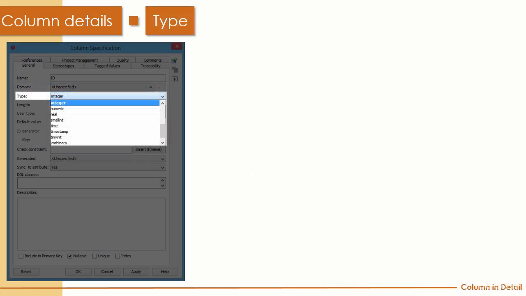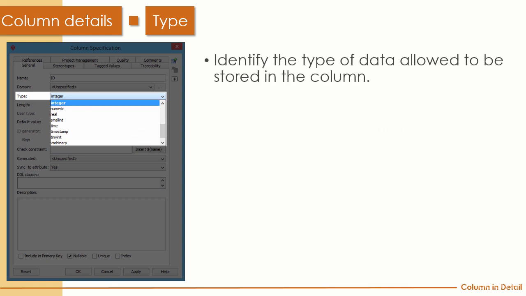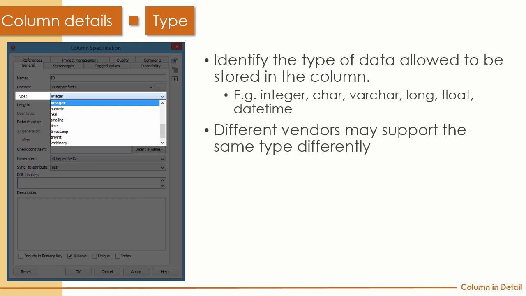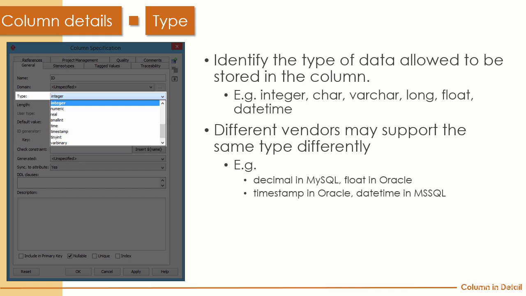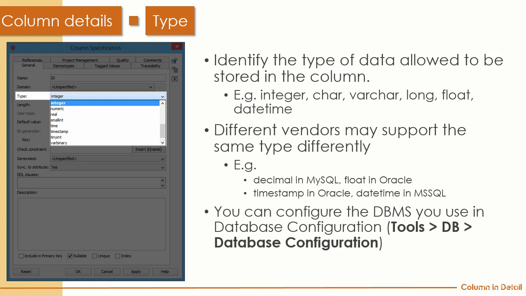And then we look into the type. You can set the type of the column you want, for example, the integer, char, varchar, etc. Different database vendors may support different database types. For example, MySQL supports decimal, Oracle supports float and timestamp, and MS SQL has datetime. You can configure the database type by using the Tools, DB, and Database Configuration.